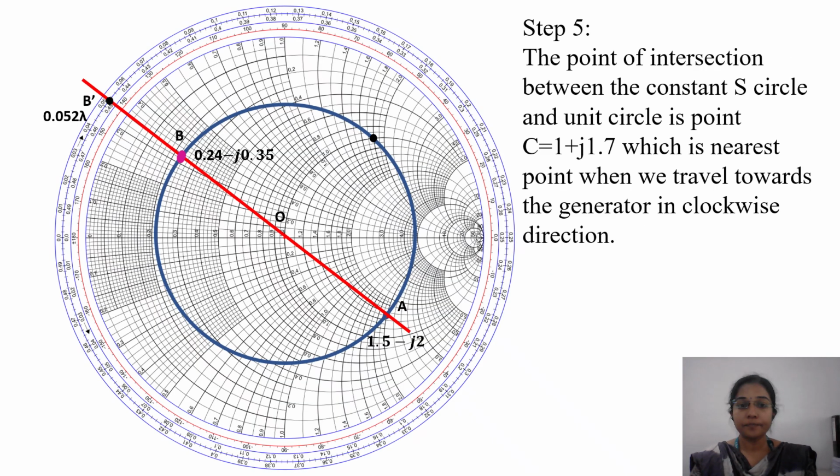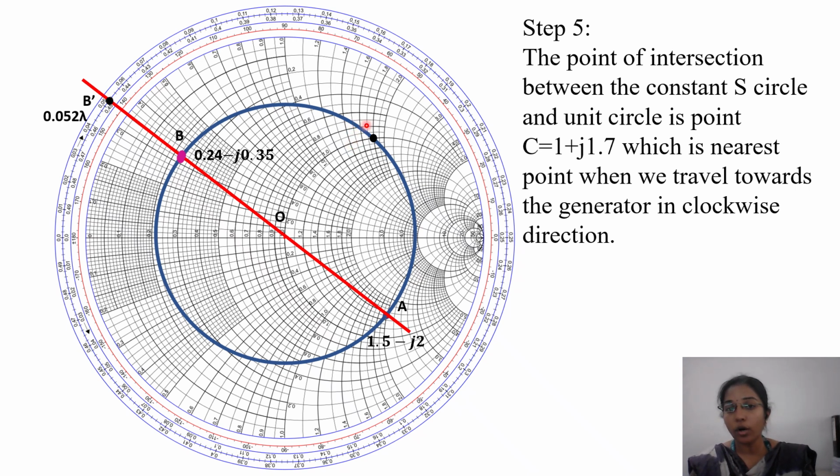Next, the point of intersection between the constant S circle and the unit circle is this one, 1 plus j 0.7. Now the next point is we have to calculate the length and position of the stub. For that I'll be considering this unit circle. When you say this SWR circle, the circle that lies along my 1.0 is called the unit circle. This is my SWR circle and this circle is my unit circle.